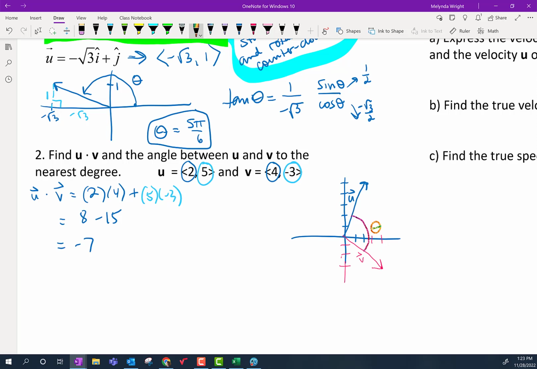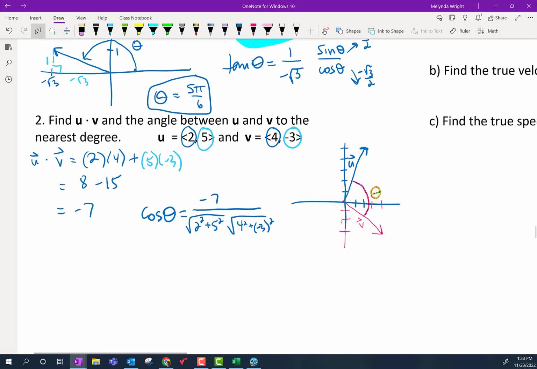So the formula is cosine theta equals u dot v, which we already found, which was negative 7, over the magnitude of u. I'm just going to write out the magnitude: 2 squared plus 5 squared, times the magnitude of v: 4 squared and negative 3 squared. It's cosine, which I like. That means we're not going to have any funny business when we get to obtuse angles, will we? Cosine really does read obtuse angles.